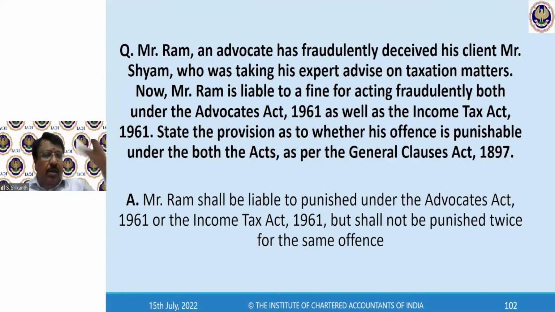Mr. Ram, an advocate, has fraudulently deceived his client, Mr. Sham, who was taking his expert advice on taxation matters. Now, Mr. Ram is liable to a fine for acting fraudulently, both under the Advocates Act as well as the Income Tax Act 1961. State the provision as to whether his offense is punishable. So, Ram shall be punishable either under the Advocates Act or the Income Tax Act, because the offense is the same, right? Acting fraudulently. Both are punishable. Either you apply the Advocates Act or you apply the Income Tax Act, is the point.